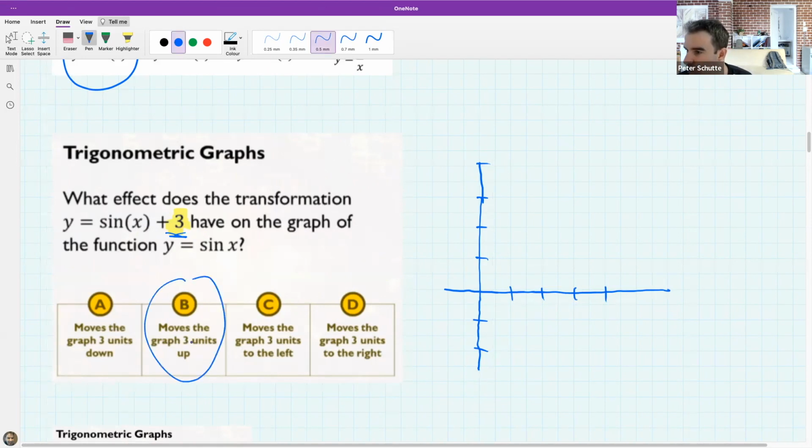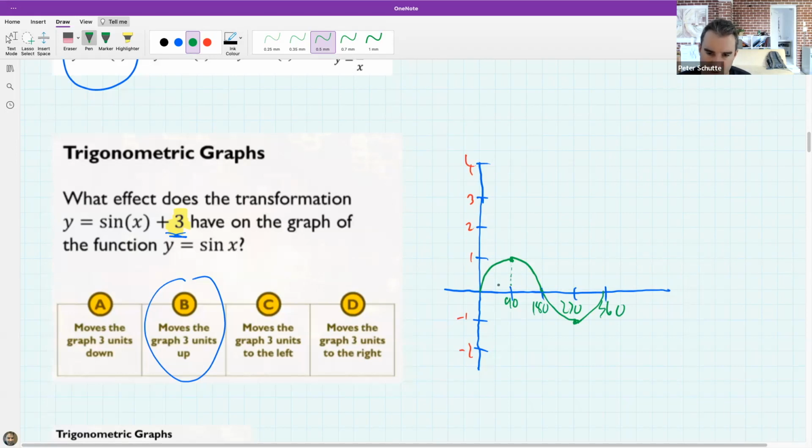It moves 3 units up. So let me show you why that is. If I put a 1, 2, 3, 4 there, and a -1, -2 there, and I imagine what the graph of y equals sine x looks like. This will be 90, 180, 270, 360. A normal sine graph will look like that, and it'll have a turning point at 90 and 1 and 270 and -1.